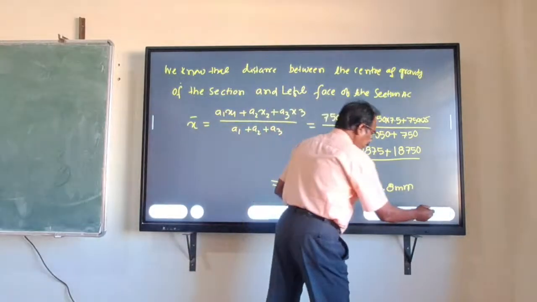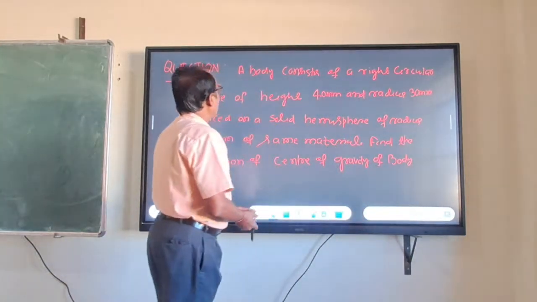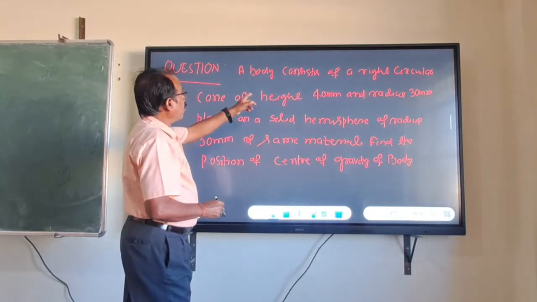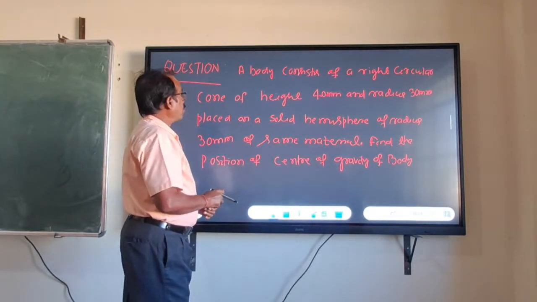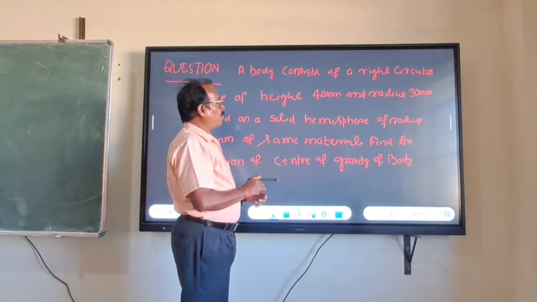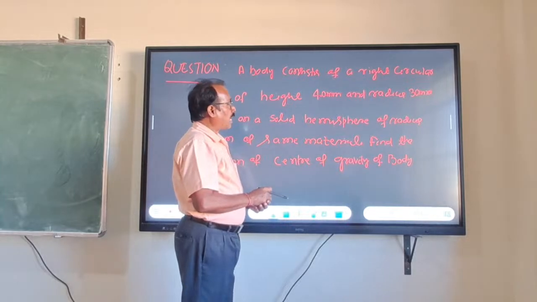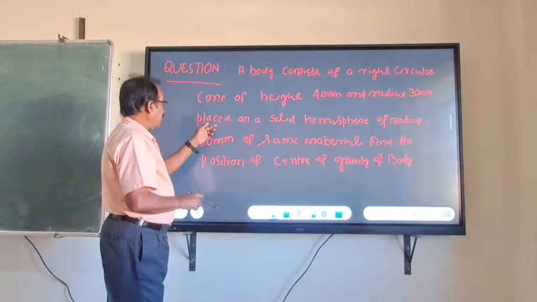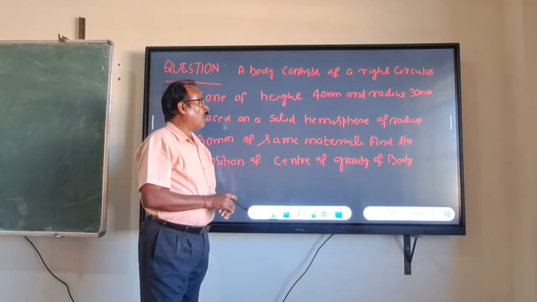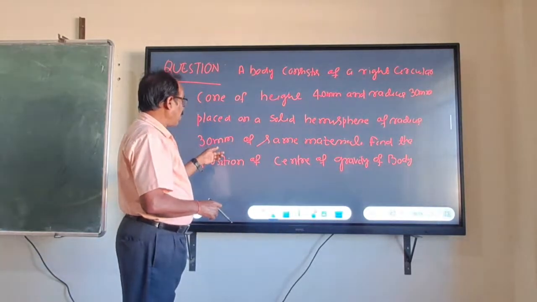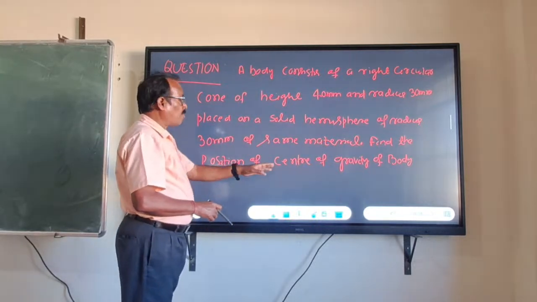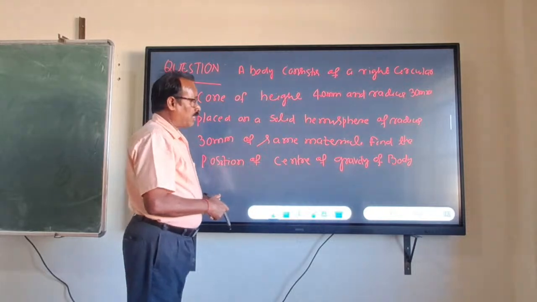Then this is also one important problem. A body consists of a right circular cone of height 40 mm and radius 30 mm placed on a solid hemisphere of radius 30 mm and the same material. Find the position of center of gravity.